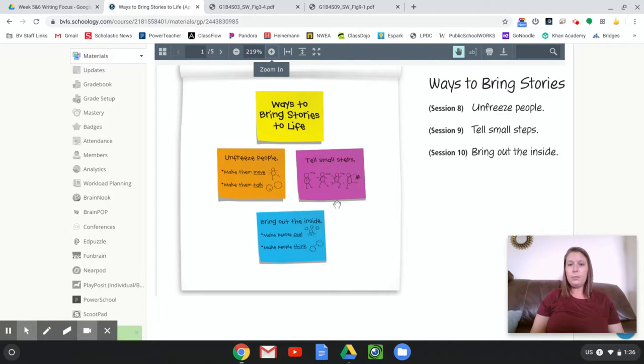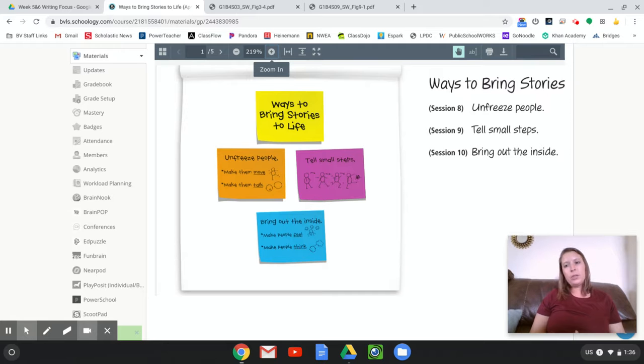The next important thing to do is tell small steps. So when something is happening, we want to make sure we're telling each small thing as it's happening, so that the reader can follow it and they know exactly what's happening. And the last one, this is also really important, bring out the inside. So you need to make your people feel and make your people think.